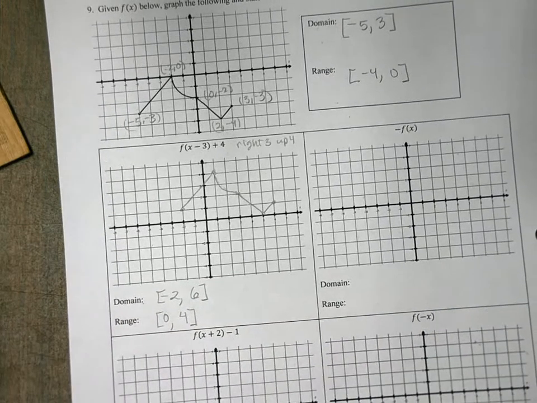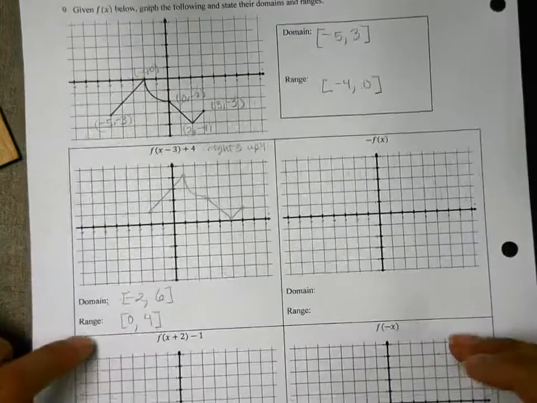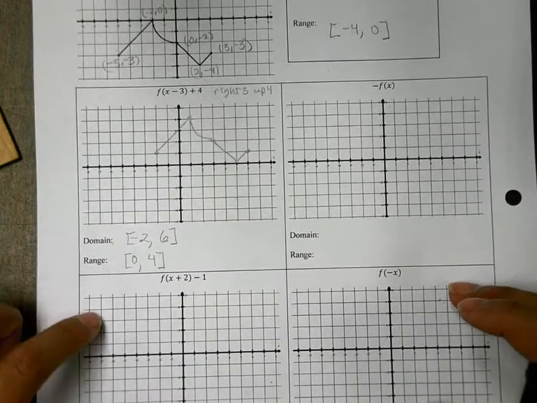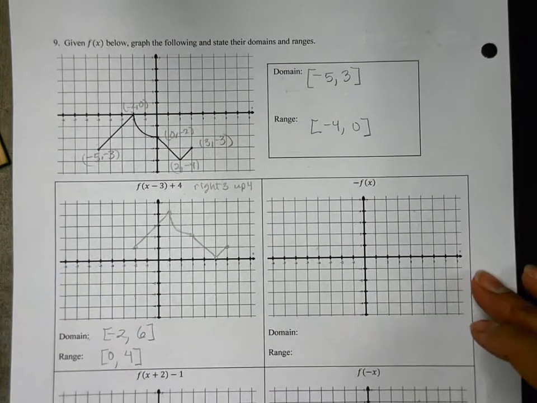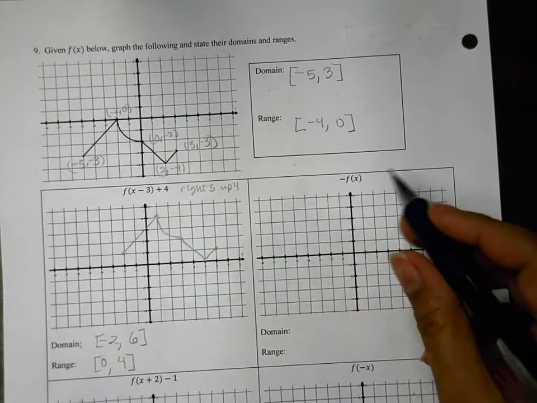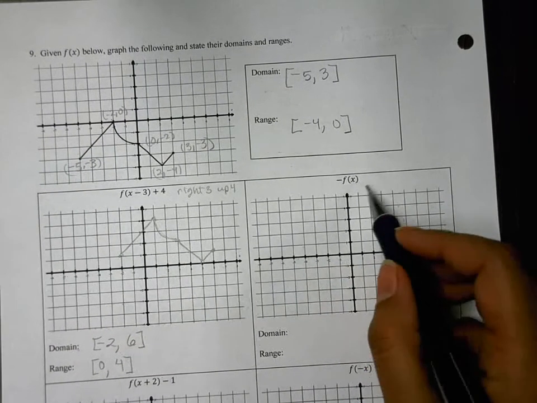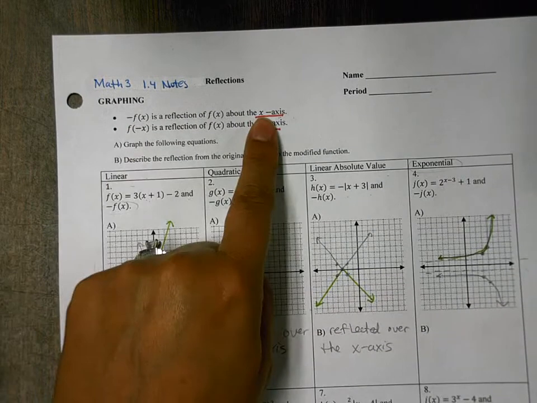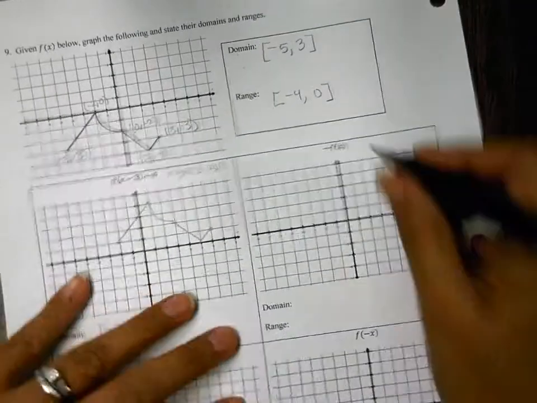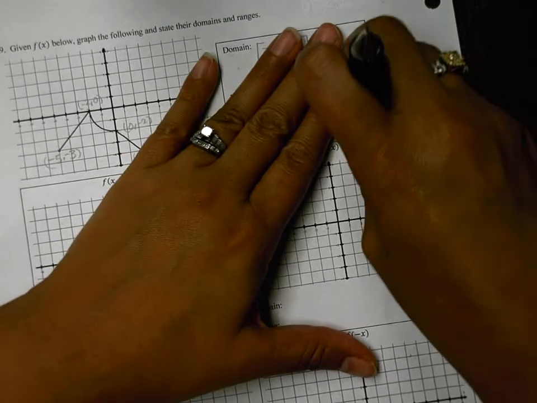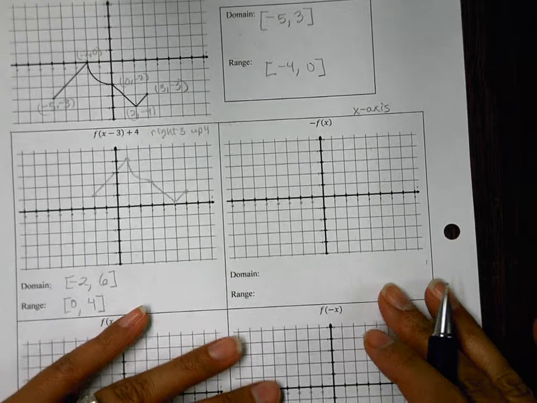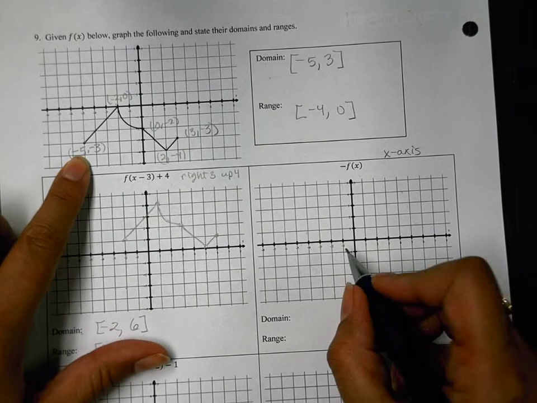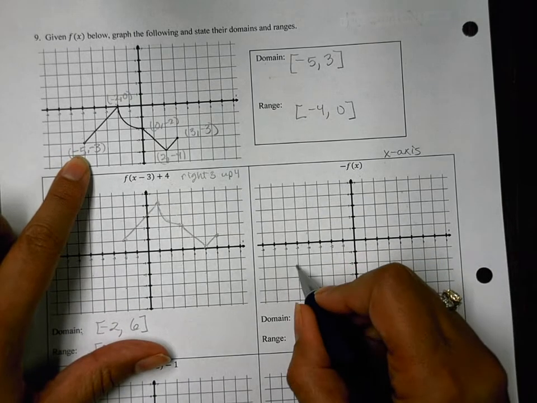Okay, let's do this one, and then these two at the bottom you can do on your own. Okay, here we're going to start, we're going to do negative f of x. The negative on the outside is reflected over the x-axis. I'm going to put a little note here, x-axis, just so I know that's what I'm reflecting over. Okay, so -5, -3, 1, 2, 3, 4, 5, 1, 2, 3. I'm always using the original.